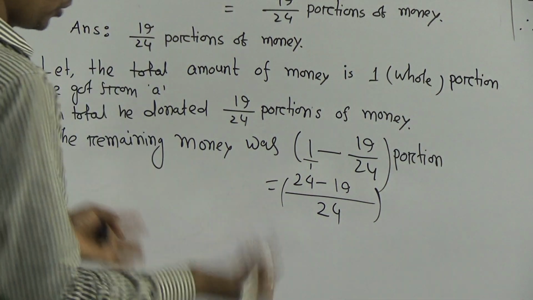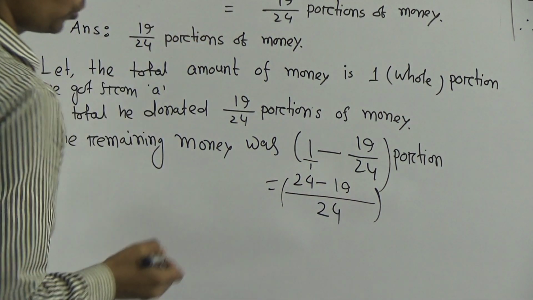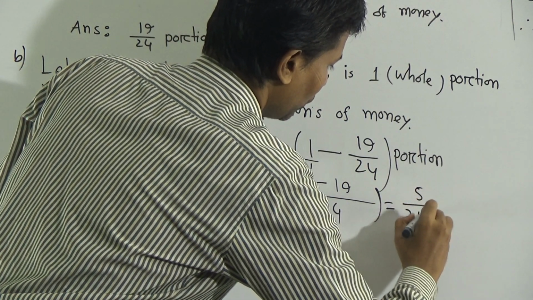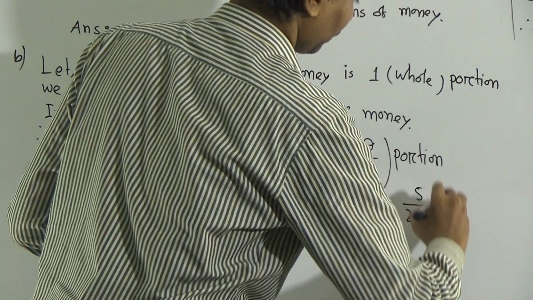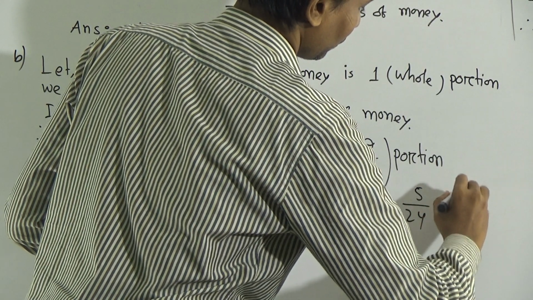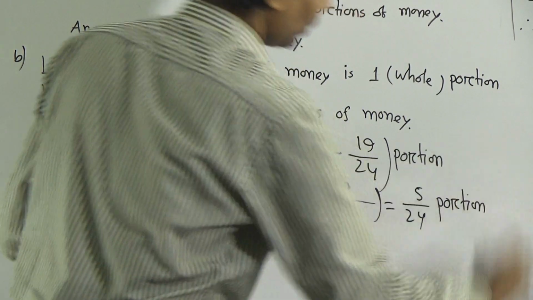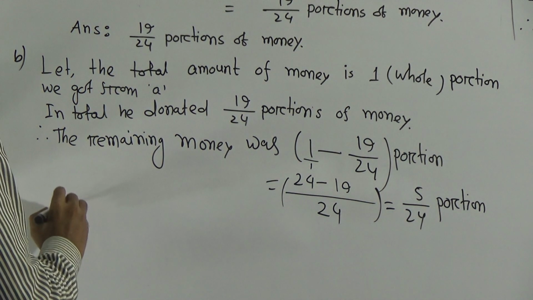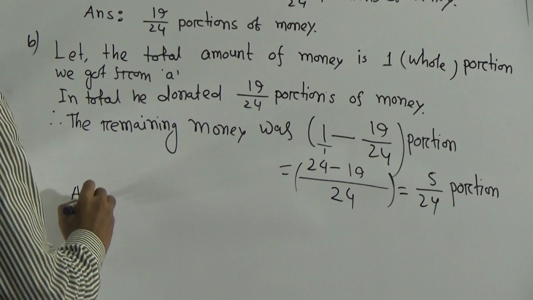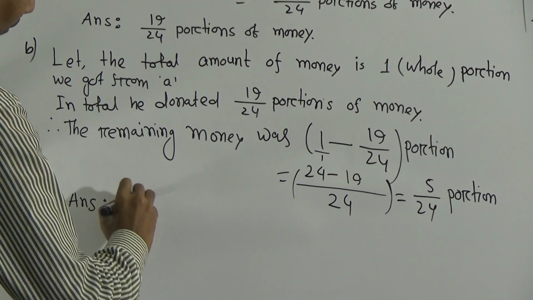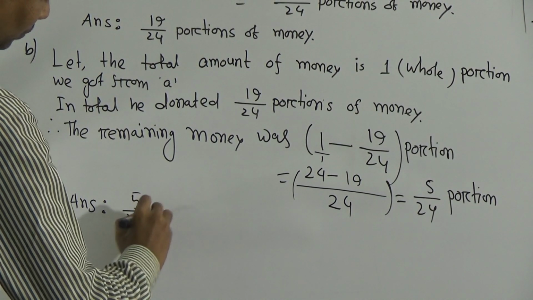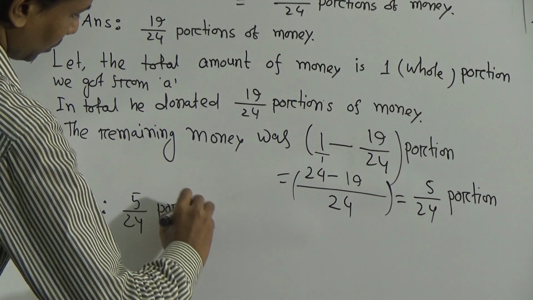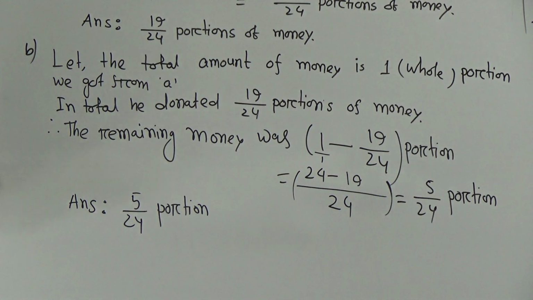This is equal to what? 24 minus 19. This is equal to what? This is equal to 5 by 24 portion. Okay? This is the answer. You write here the answer: 5 by 24 portion. Okay?